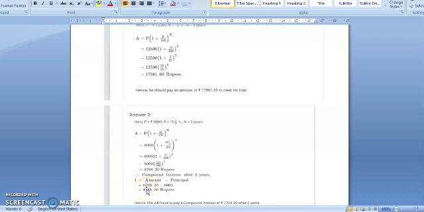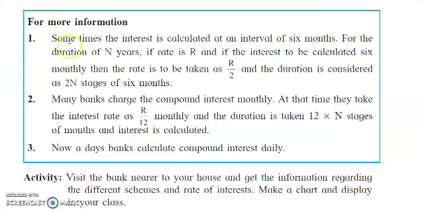You will get here 9,768.20 minus 8,000 as 1,768.20 rupees. So she will have to pay a compound interest of this much amount after 2 years. Some more information is given here.